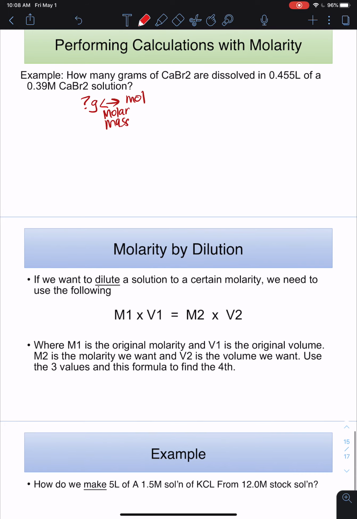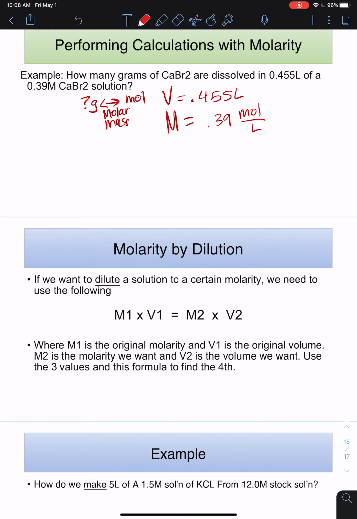So we want to know how many grams of calcium bromide are dissolved in 0.455 liters. So this is our V of a 0.39 molar calcium bromide solution. So M is equal to 0.39 moles per liter. I don't know why I wrote it like that.